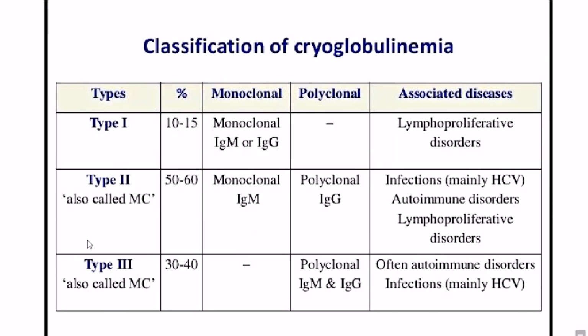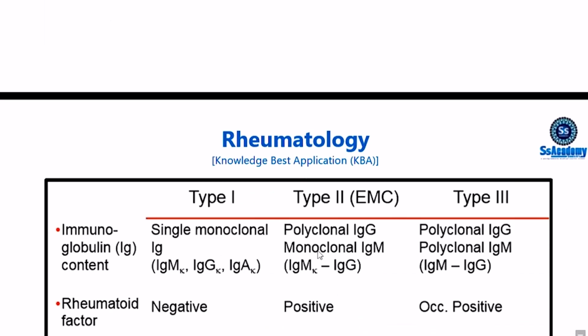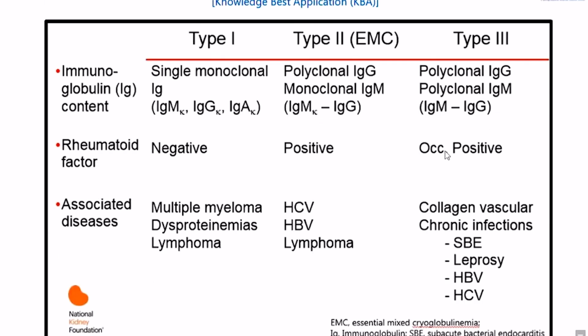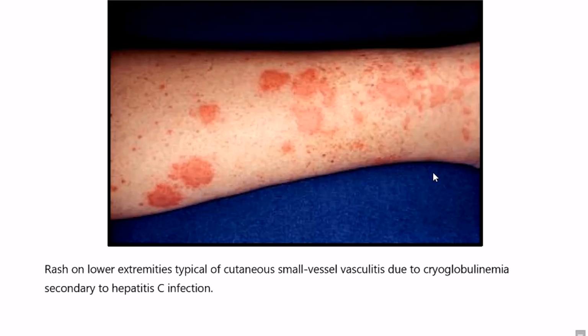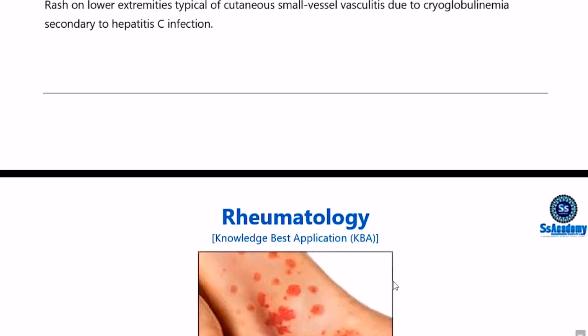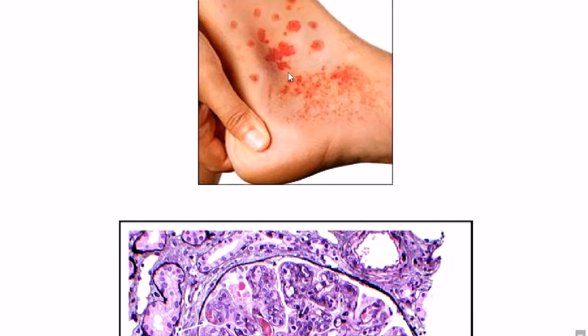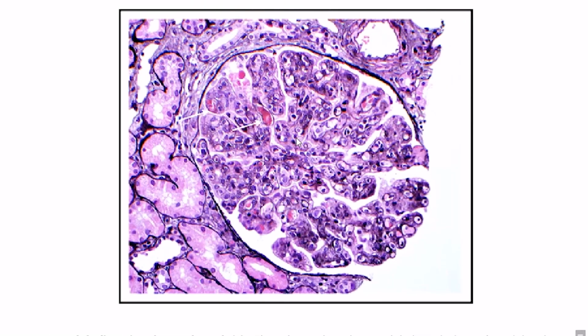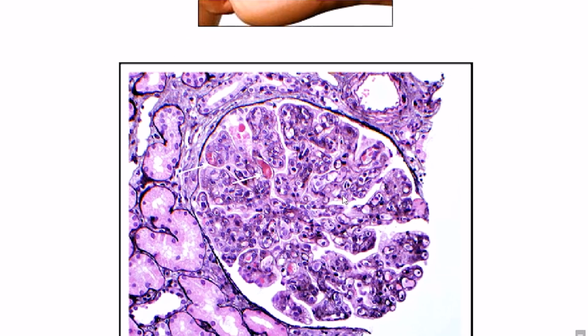Now let's talk about some of the points here. The type 1, type 2, type 3 that we already classified and learned. Next point is the same thing, type 1, type 2 and type 3. These are the rash on the lower extremity, types of cutaneous small vessel vasculitis due to cryoglobulin secondary to hepatitis C virus infection, some of the cryoglobulin rash. And this is very important: the biopsy findings.